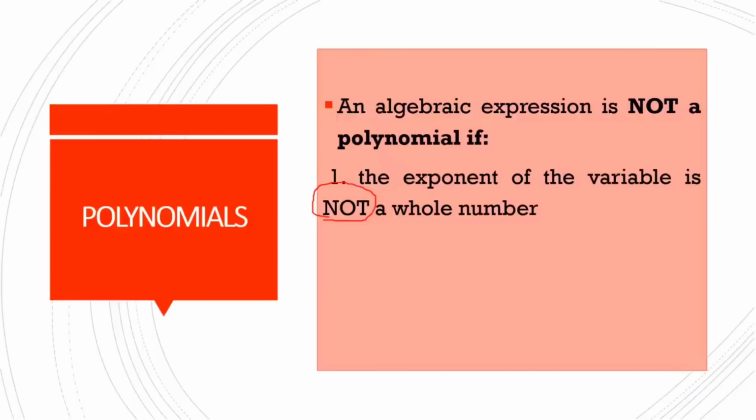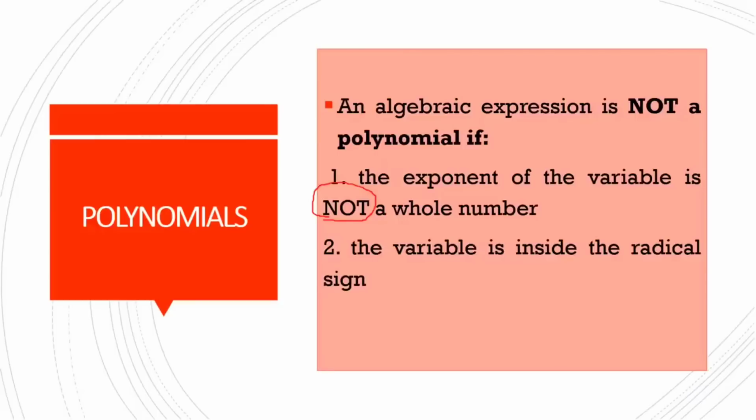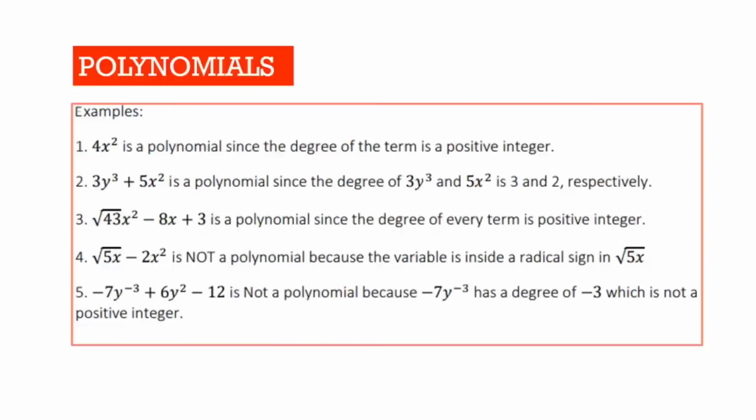As well as if it is a negative exponent, that is not a polynomial. For number 2, an expression is not a polynomial if the variable is inside the radical sign. Again, if the variable is inside the radical sign. And for the third factor, which makes an algebraic expression not a polynomial, is that the variable is in the denominator.